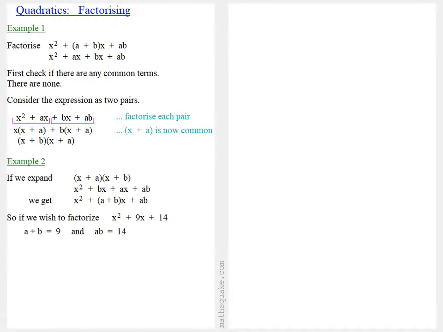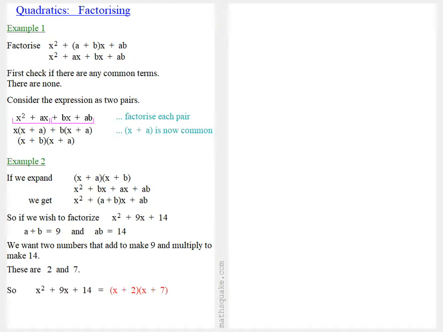So in this case, a plus b is 9 and ab is 14. So we want two numbers that add up to 9 and multiply to make 14. Well, to multiply to give 14, you can only have 1 and 14 or 2 and 7. Well, 2 and 7 add up to 9, and so a and b must be 2 and 7. Now in this case, x squared plus 9x plus 14 can then be factorised as (x plus 2) times (x plus 7).